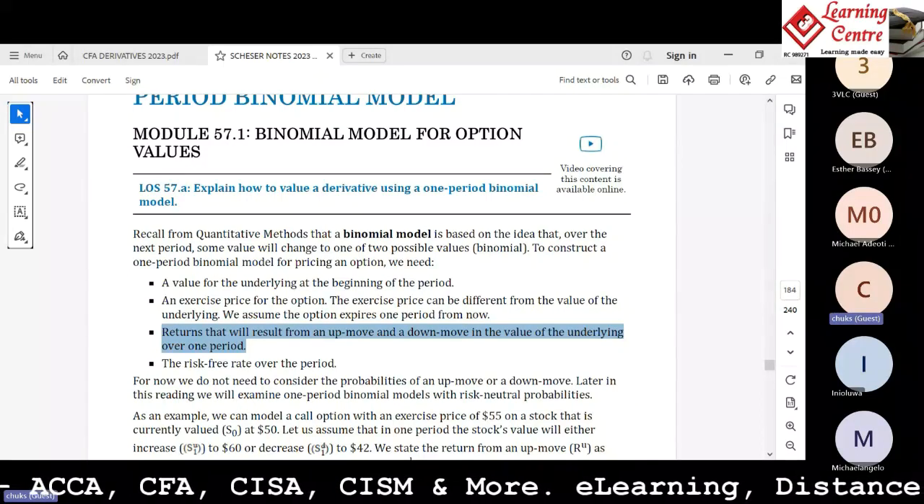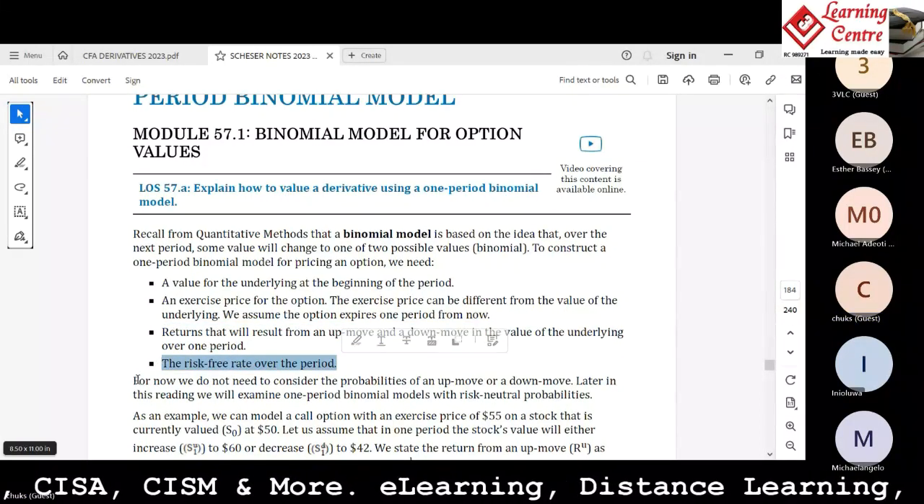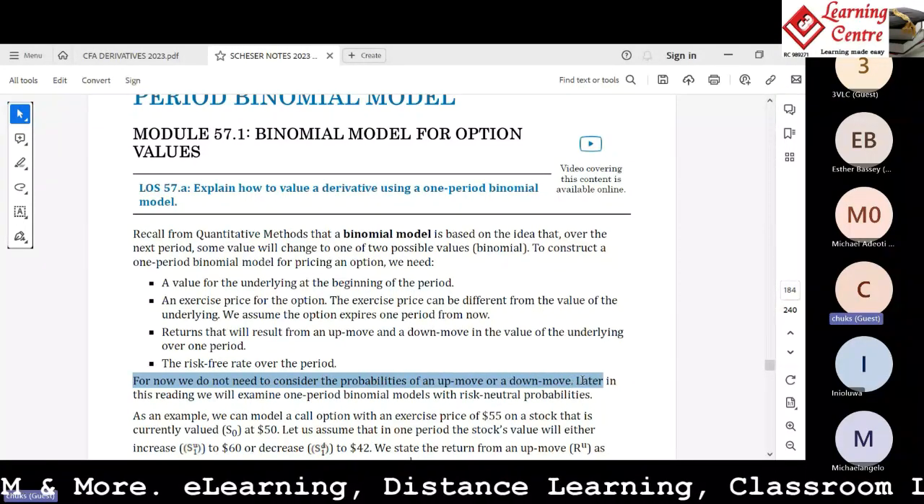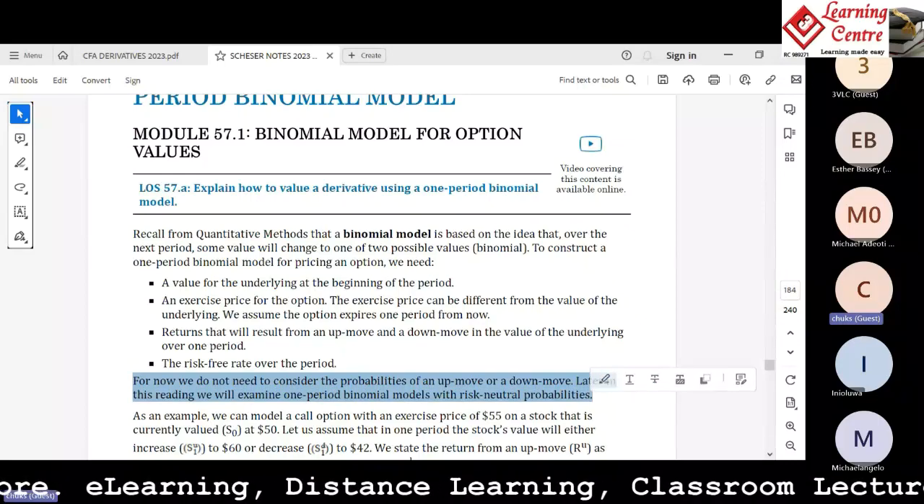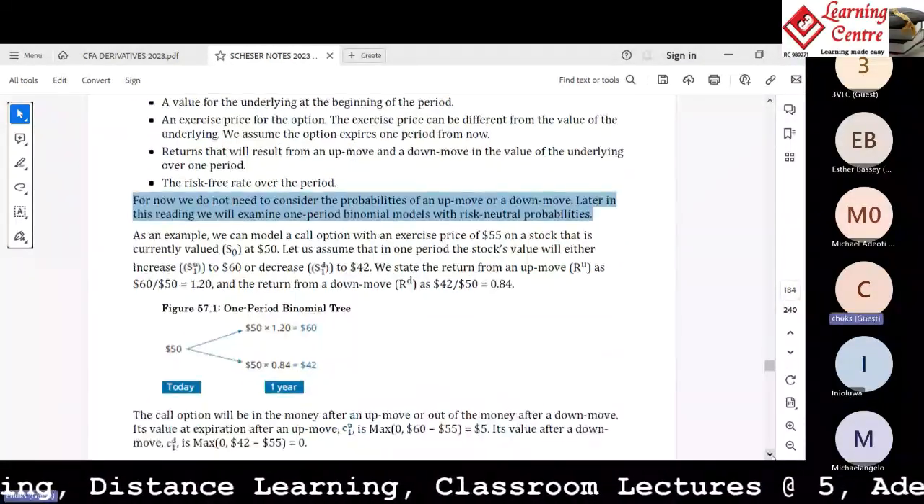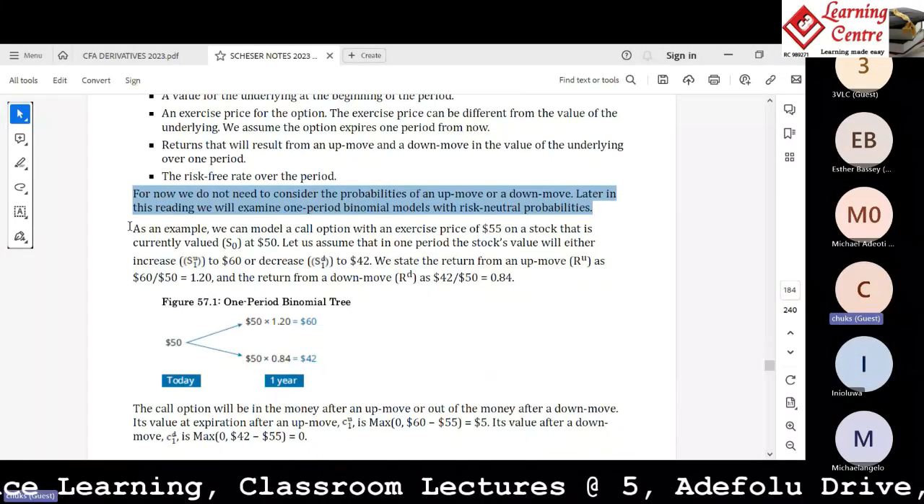Then you have the last one, which is the risk-free rate over the period. For now, we do not need to consider the probabilities of up and down move. So what you need is the risk-neutral probabilities. That's basically what you need. So let's assume that.